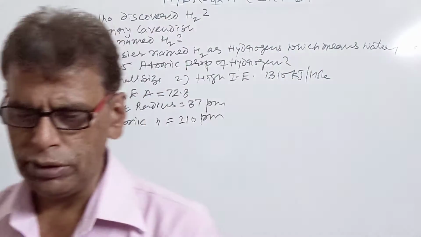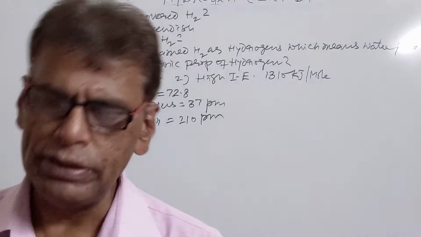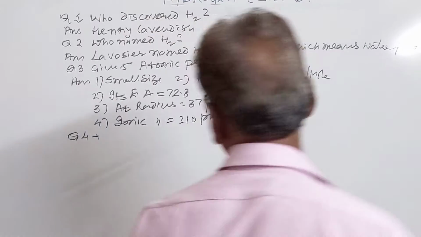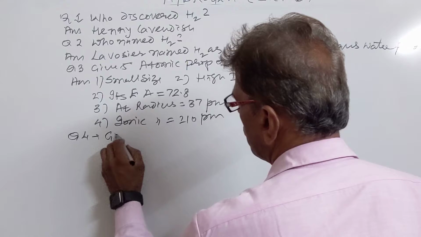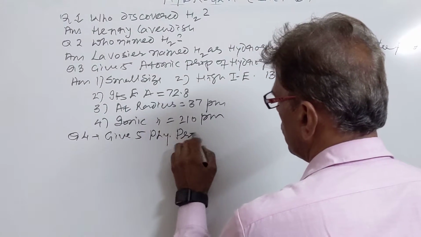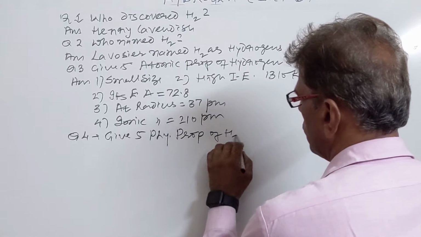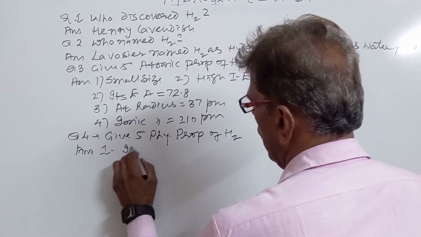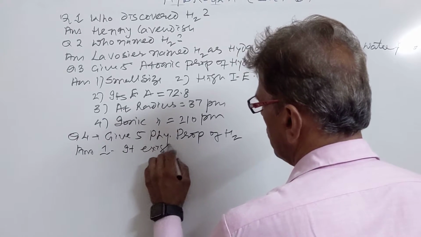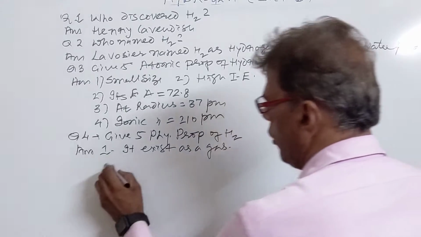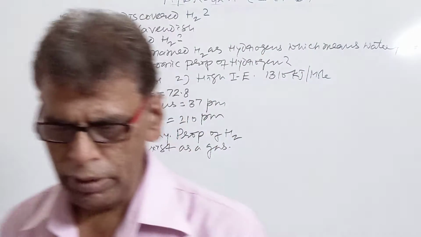Then we have question 4 on hydrogen. Give 5 physical properties of hydrogen. Physical properties of hydrogen: it exists as a gas. It is a diatomic gas at room temperature.